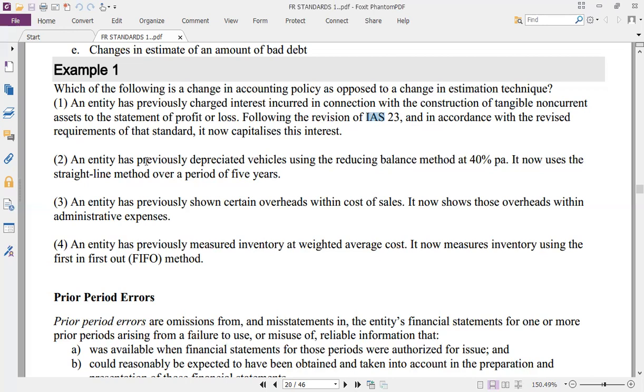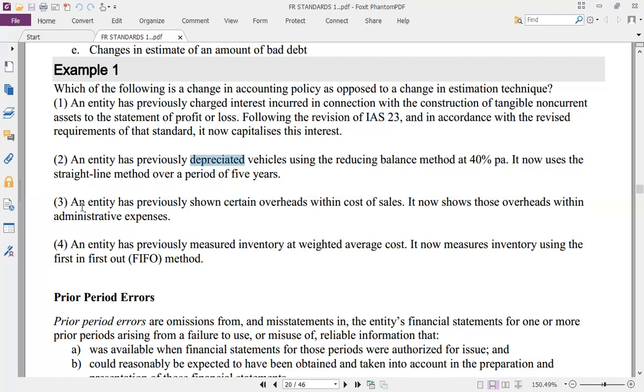Two, an entity has previously depreciated by acquisition reducing balance method at 40%. It now uses the straight line method over a period of 5 years. So is it a change in accounting policy, estimate, or is it an error? This is a change in accounting estimate, because estimating the depreciation value is not a policy, it's an estimate. Good.